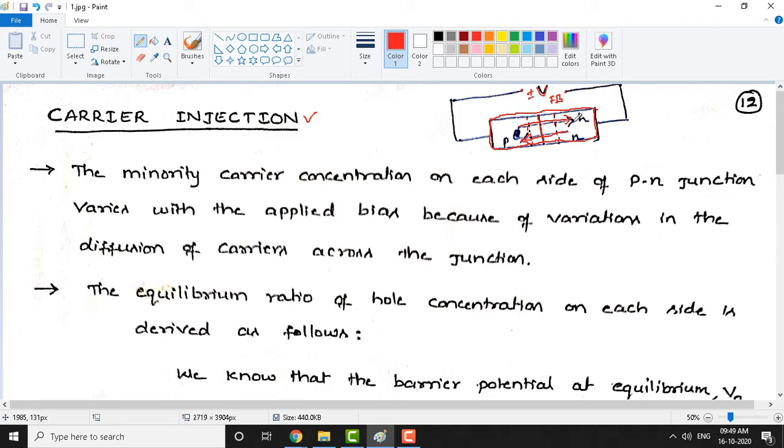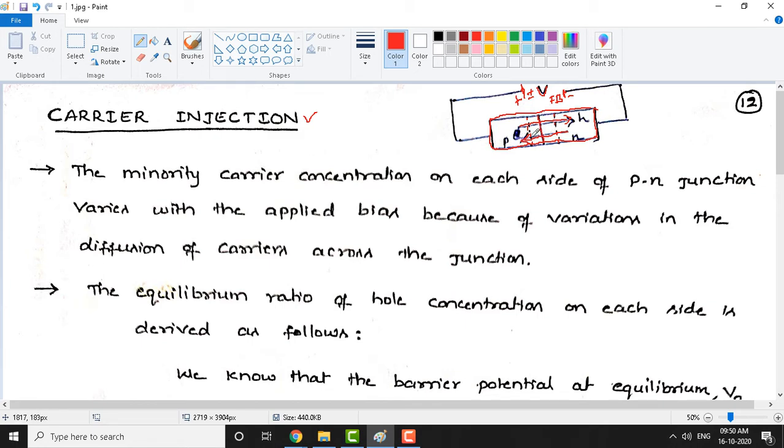Whenever an electron leaves its position, that many electrons will be supplied by this supply source. When the electrons keep injecting from the N side to the P side, the scarcity of electrons in the N side will be supplied by the negative terminal of the battery. This is the negative terminal of the battery. Similar thing will happen here also. The scarcity of holes here will be supplied by the positive terminal of the battery. This long line is the positive terminal of the battery. In this way, the charge will be balanced within the PN junction.